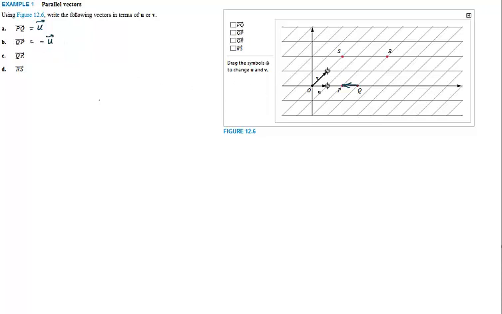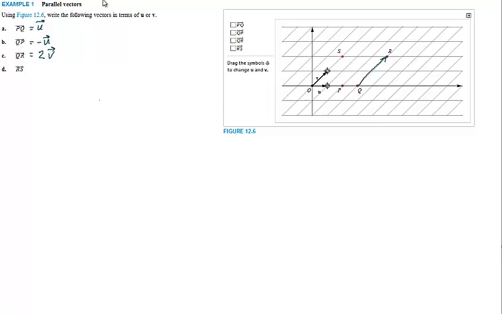Q to R. Okay, Q to R looks like this. So Q to R is 2 of these V's. So I'm going to write that as 2 of these vector V's.